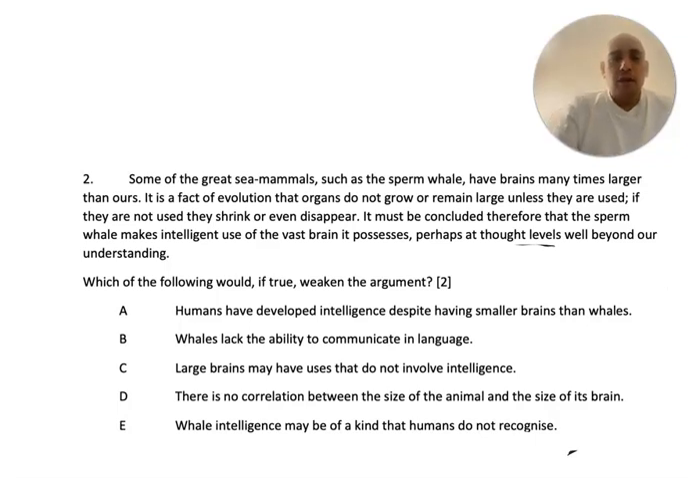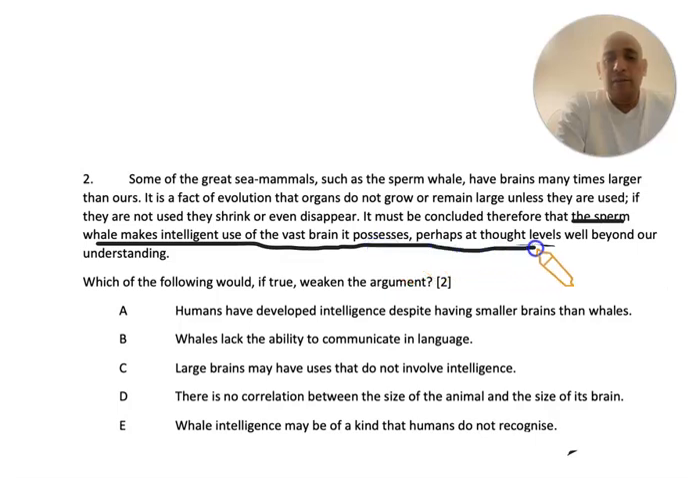Right. So, what's the main idea? Well, the writer says it very clearly. The sperm whale must be intelligent because it has a very large brain. So it says here, sperm whale makes intelligent use of the vast brain it possesses, perhaps at thought levels well beyond our understanding. Okay, and he's also saying have brains many times larger, and it's large, or it's grown because it's used, and he's quoting evolution. So the step 1 is, the claim is, sperm whales must be very intelligent because it has a very large brain. Okay, big brain means big intelligence.